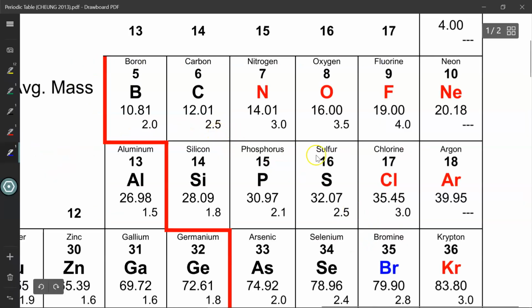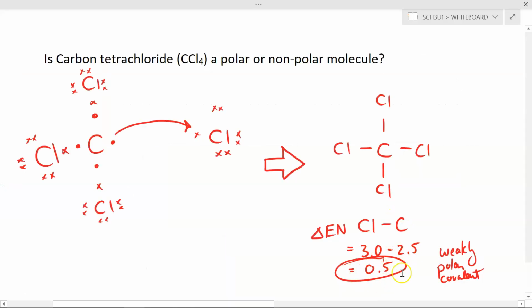Carbon has a 2.5, while chlorine has a 3.0. So 3 minus 2.5 gives me a 0.5, and that is in the weakly polar covalent range. So the dipole moment should be pretty small in size, and they're pointed towards the chlorines in each of these bonds.